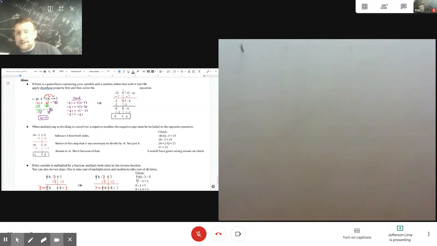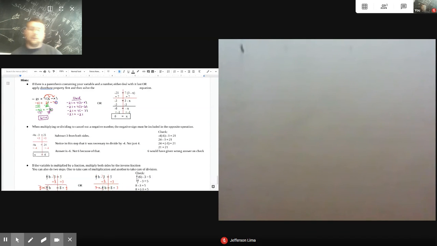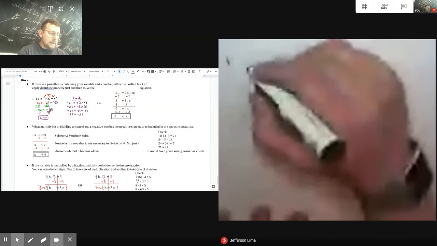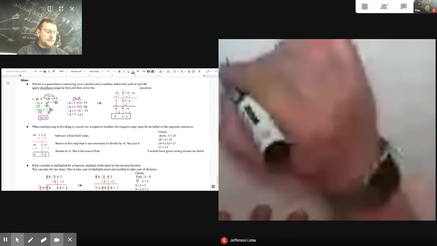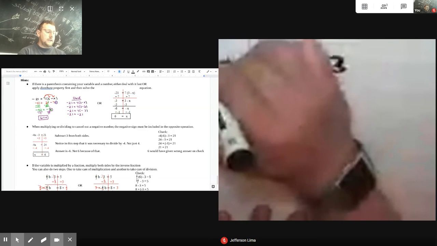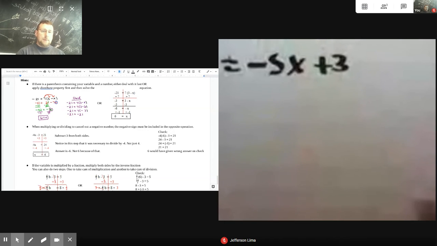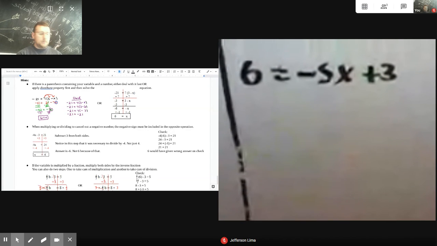So the last hint that I want to show you is being careful when you have to get rid of a negative number or a negative sign that's dividing out or multiplying your variable. Say, for example, you have something like negative 5x plus 3, and then that's equal to 6, let's say. By the way, there's no rule that the variable has to be on the left side. And so if you see something like this, well, it just is what it is. That is your answer. You just do the normal steps.